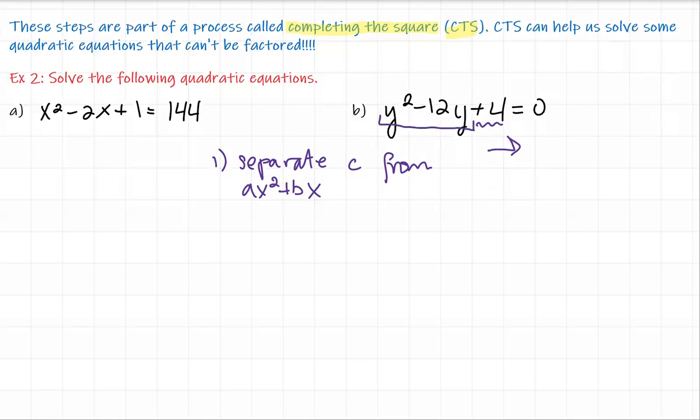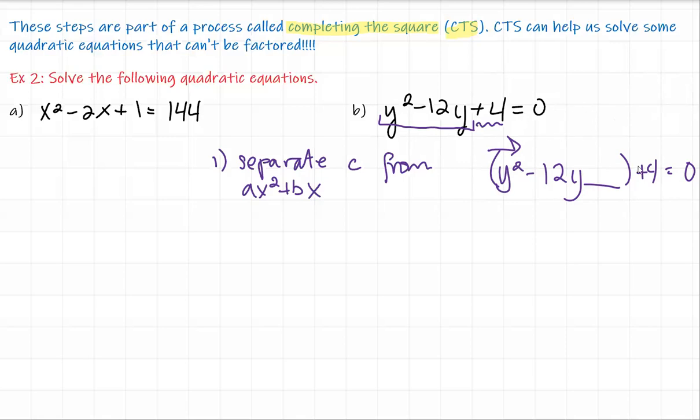So what does that look like when we do that? We end up with y squared minus 12y, and I'm going to put it in parentheses and leave some space for that missing term, plus 4 equals 0. So all I did was shove the 4 to the side a little bit.